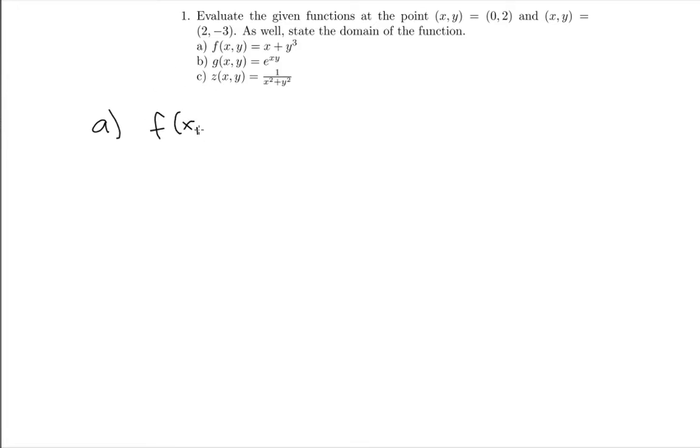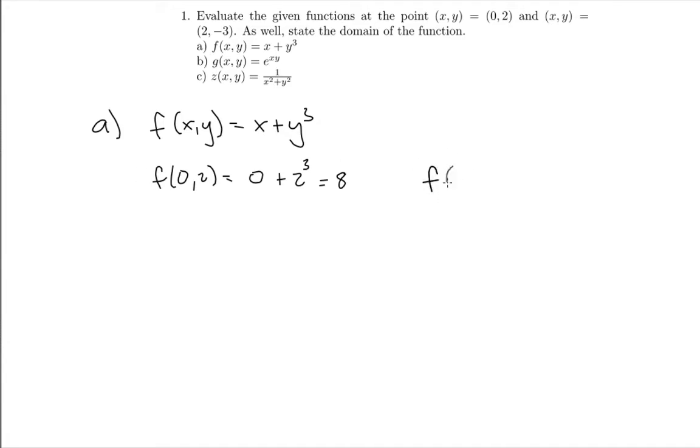So f of x y is equal to x plus y cubed, which means if I'm interested in evaluating this function at the point x equals 0 and y equals 2, we have f at (0, 2) is equal to, wherever I see an x, I replace it by 0. Wherever I see a y, I replace it by 2. So this becomes 0 plus 2 cubed, which is equal to 8. So that's the first one.